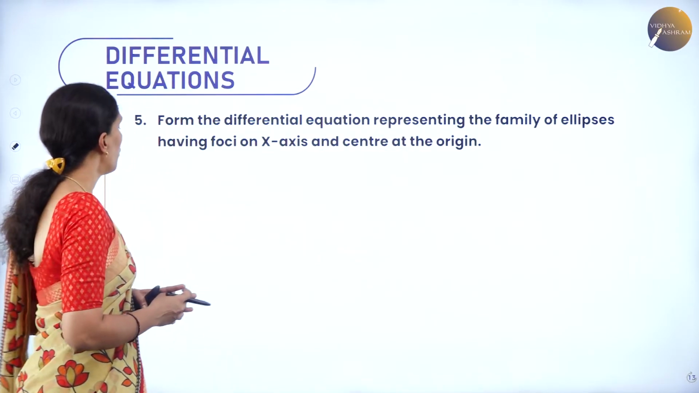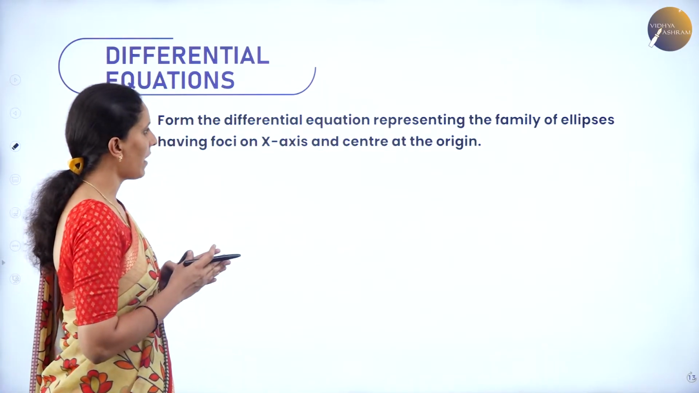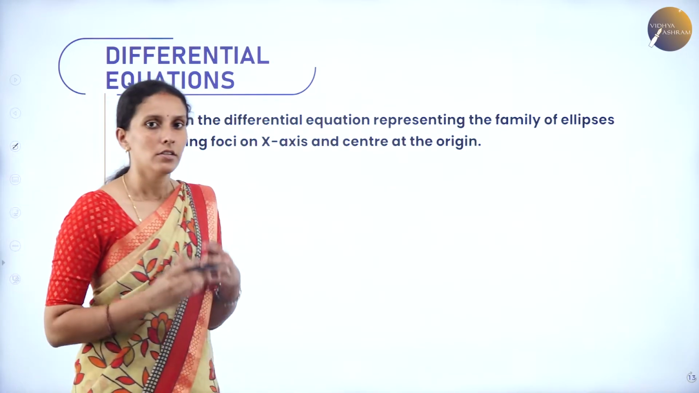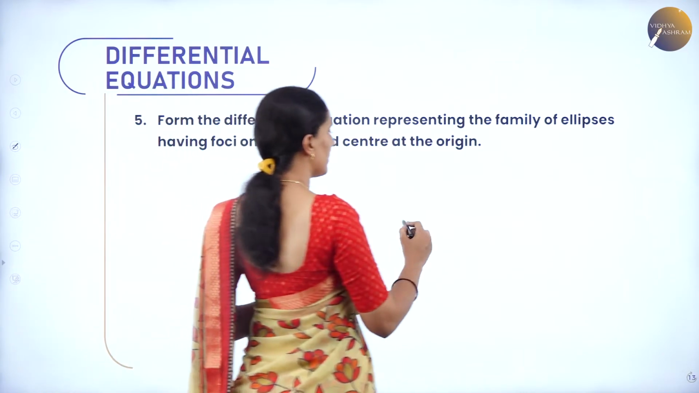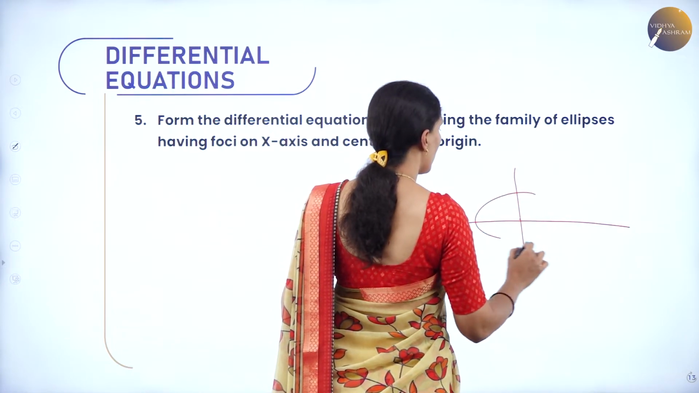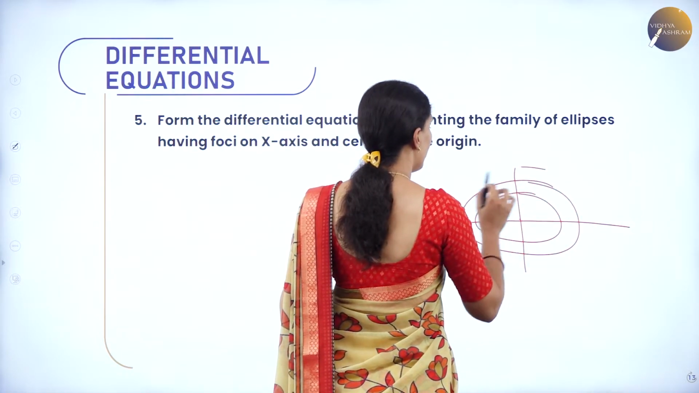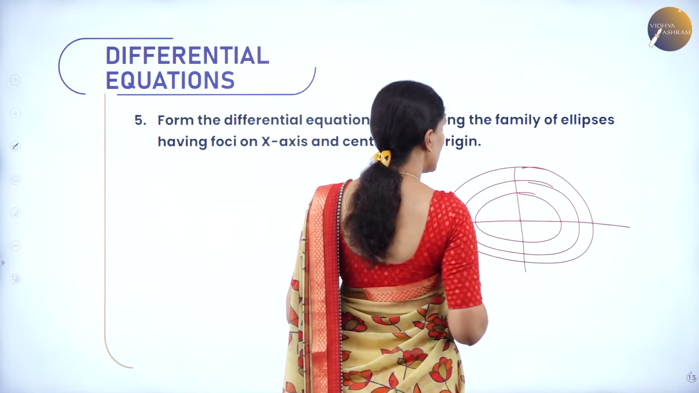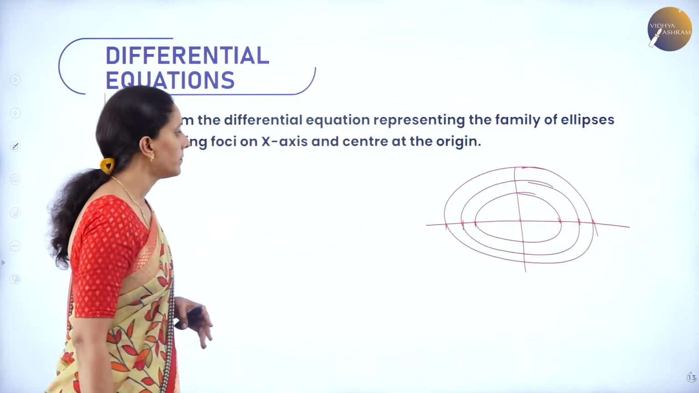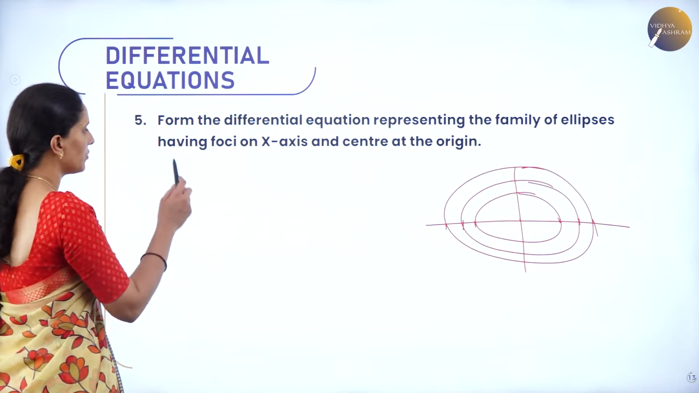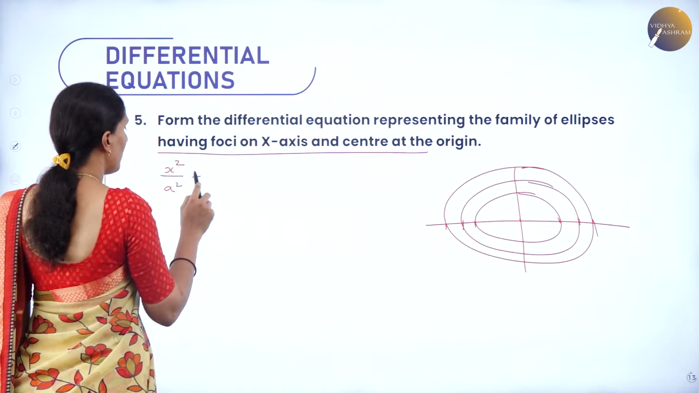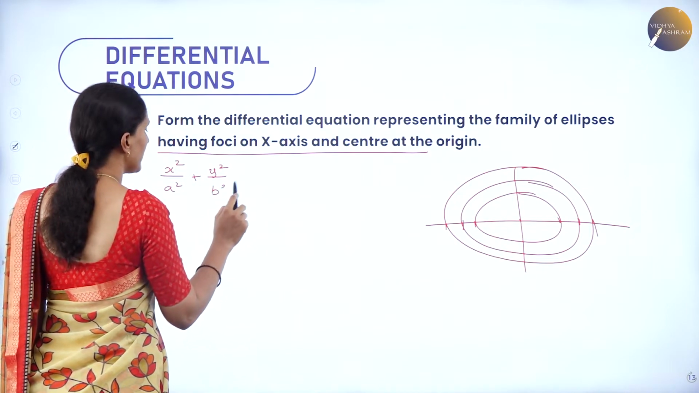So next question. Form the differential equation representing the family of ellipses having foci on x-axis and center at the origin. So having foci on x-axis is nothing but the major axis is the x-axis and center lies at the origin. So here we are going to find the differential equation for this family of ellipses whose foci lie on the x-axis. Now here what is the standard equation of this type? It is given as x square by a square plus y square by b square is equal to 1.